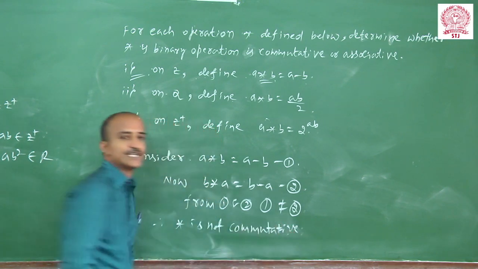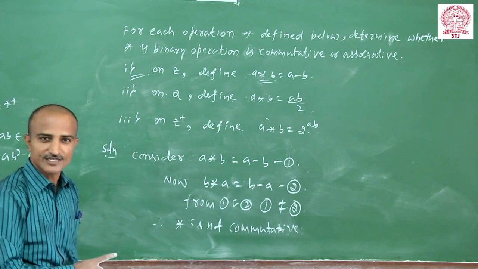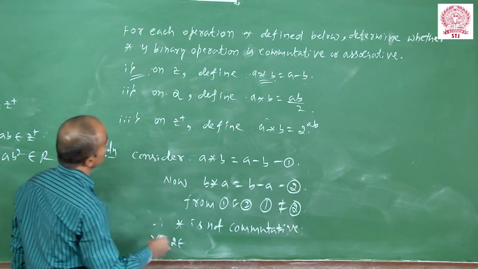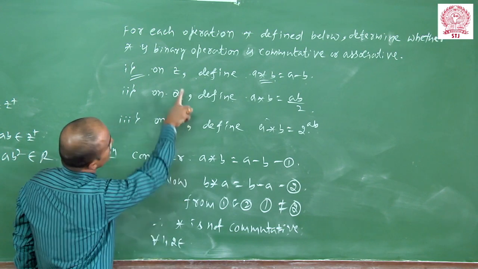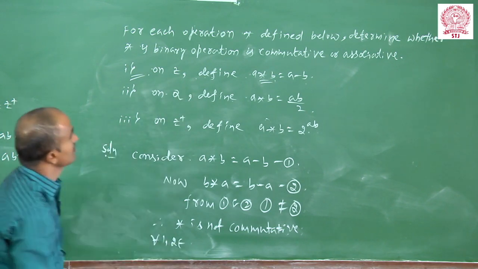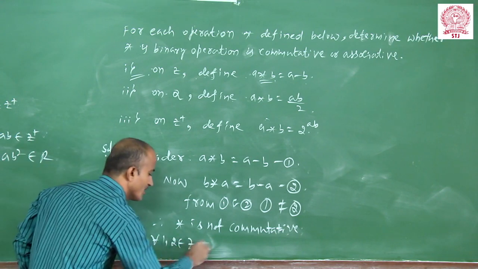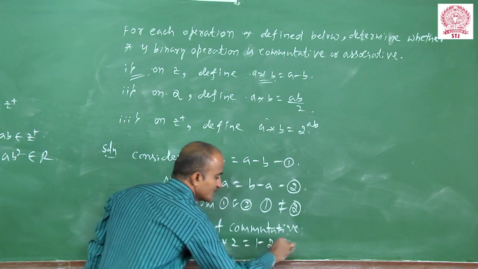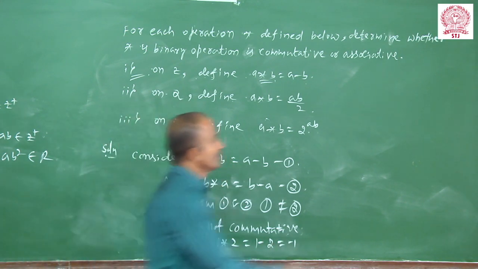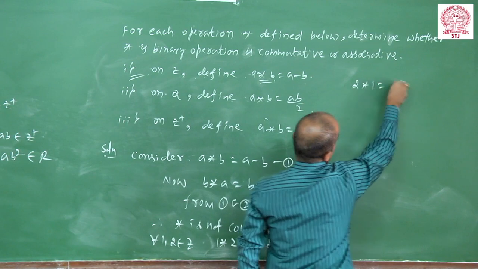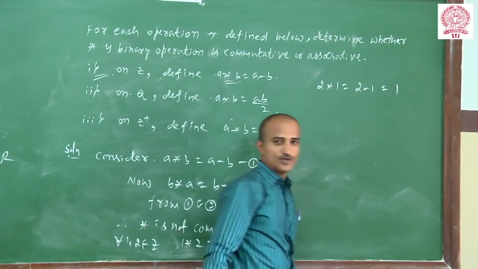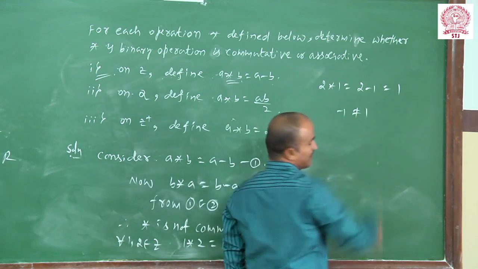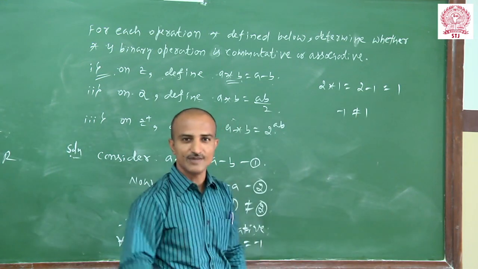When it is not commutative, it is better to give a counter example for that. See, for 1, 2 belongs to Z, 1 star 2 equals 1 minus 2 equals minus 1, whereas 2 star 1 equals 2 minus 1 equals 1. Do you say minus 1 is equal to 1? Never. Minus 1 is not equal to 1. Therefore, star is not commutative.